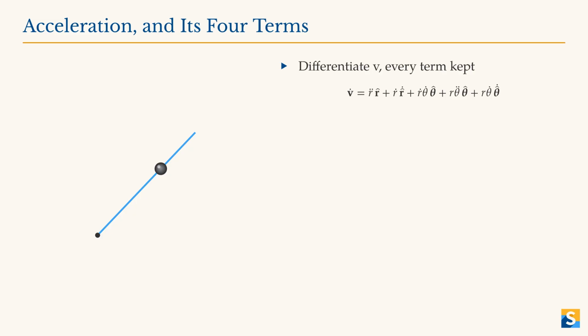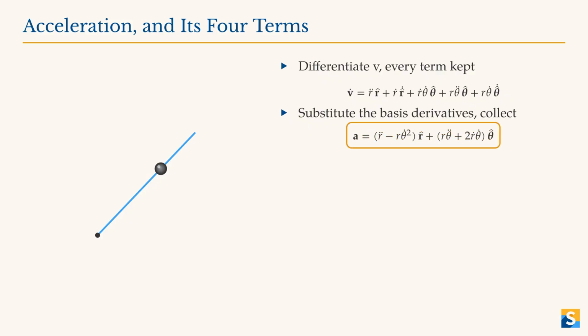Substitute the two basis derivatives we earned and gather the pieces along r hat and along theta hat. 4 terms survive. That is the complete acceleration for every planar motion there has ever been. 4 terms, 4 stories. Take them one at a time.